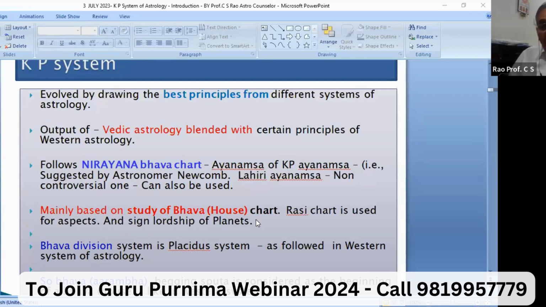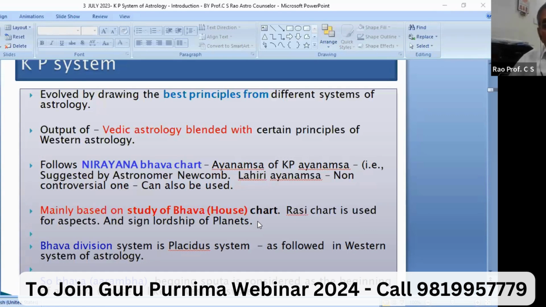Another thing is the Rashi chart is to be used for all aspects of the planets. The Bhava chart, we cannot use it for aspects of the planets. That is the difference between Rashi versus Bhava chart. Beginners usually get a doubt about this in Vedic astrology also. These doubts are there about ayanamsas and also this Rashi and Bhava chart.